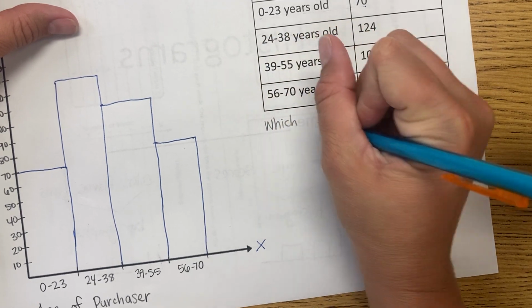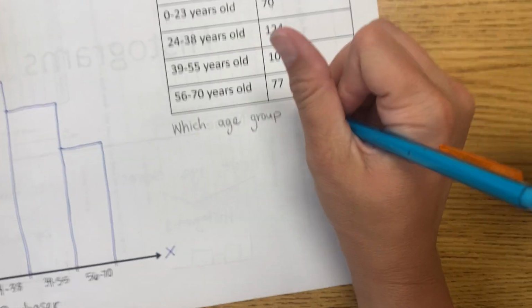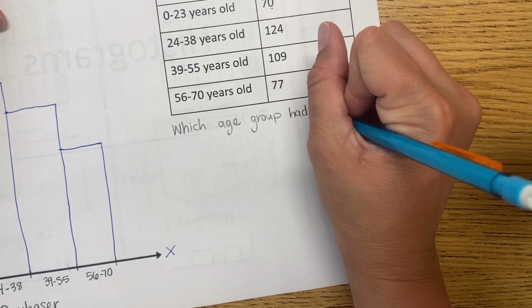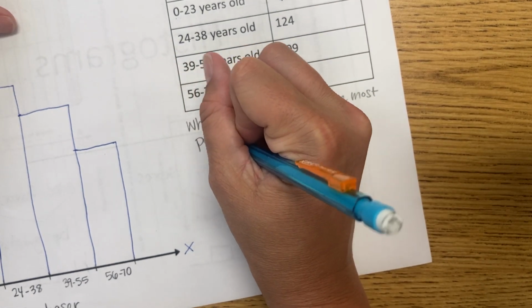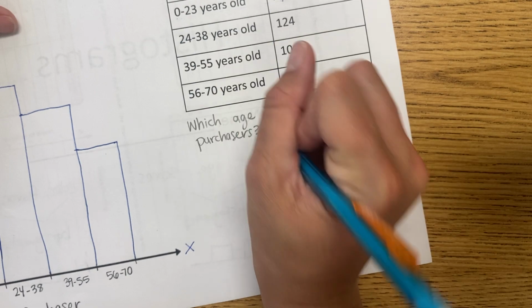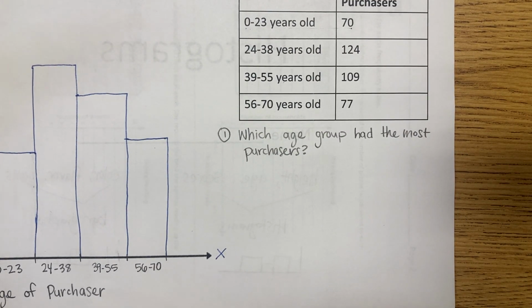Which age group had the most purchasers? Okay, that's going to be our first question. Which age group had the most purchasers, meaning which age group had the most amount of people buying Legos? Okay, you can go ahead and talk about it and write down your answer. When you're ready, let's go on.